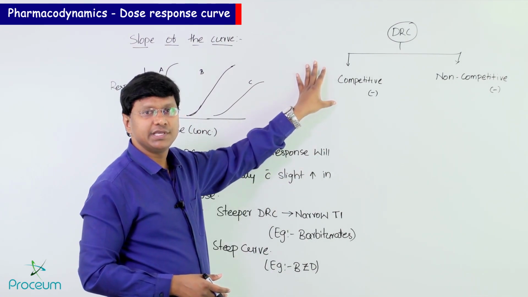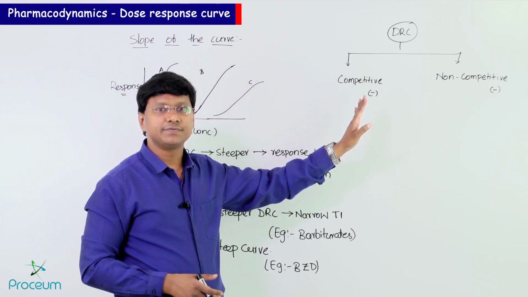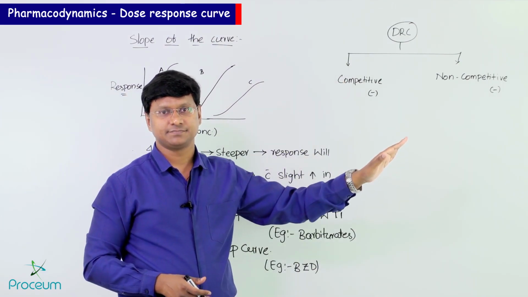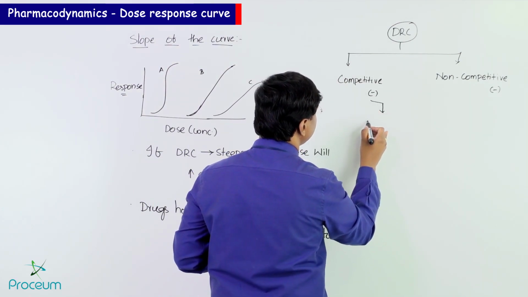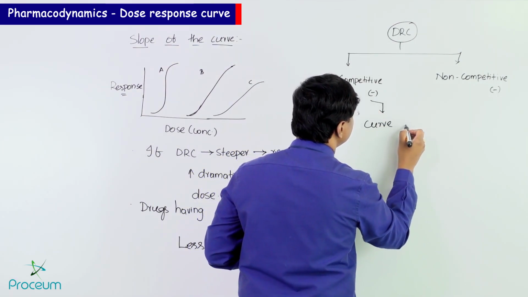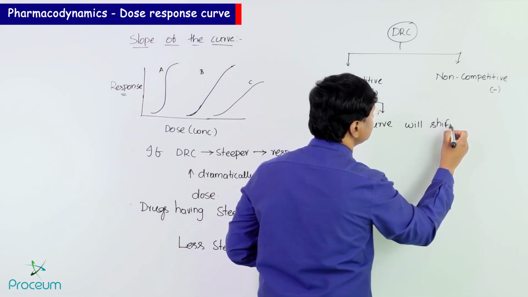So first, in the case of a competitive inhibitor, the curve will shift to the right. Remember, in the case of a competitive inhibitor, the curve will shift to the right.